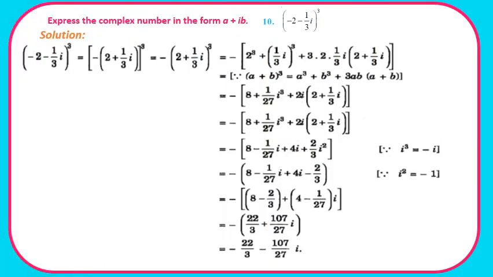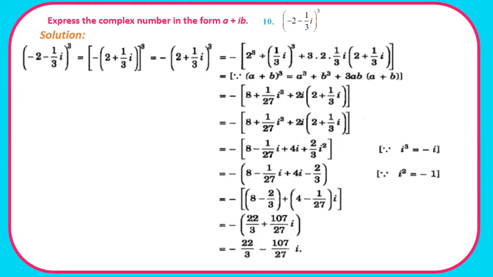Next we have question 10. Express the complex number in the form of a plus ib, and the number is minus 2 minus 1 upon 3i, whole cube. So taking minus common, we get minus (2 plus 1 upon 3i) whole cube. Minus cube is minus, so we are left with minus into (2 plus 1 upon 3i) whole cube. So applying the identity of (a plus b) whole cube, we get 2 cube plus (1 upon 3i) whole cube plus 3 into 2 into 1 upon 3i, (2 plus 1 upon 3i). We have used the identity of (a plus b) whole cube.